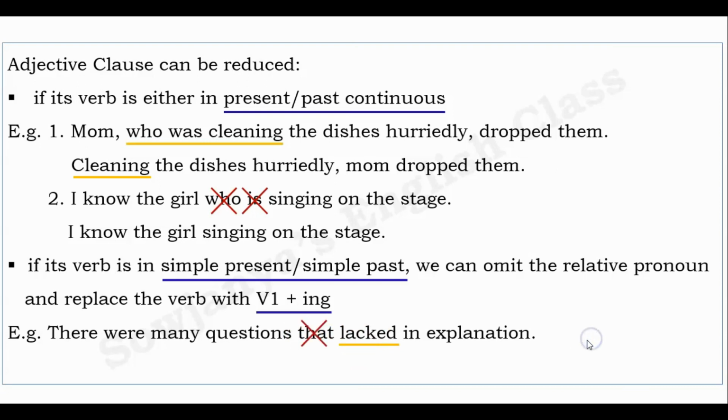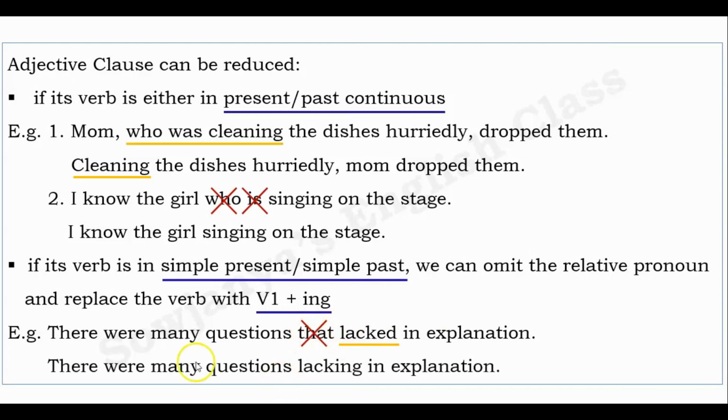Omit relative pronoun that. There were many questions lacking. As I have already told you, we have to replace the verb over here with V1 plus ing. Lacking here becomes present participle. There were many questions lacking in explanation. Lacking here is a present participle which is modifying the noun questions. What is lacking over here? Questions are lacking something. What is that? Explanation. So lacked has become V1 plus ing, that is present participle.